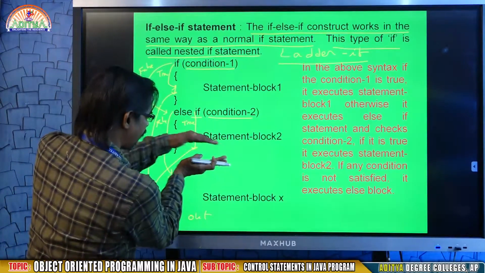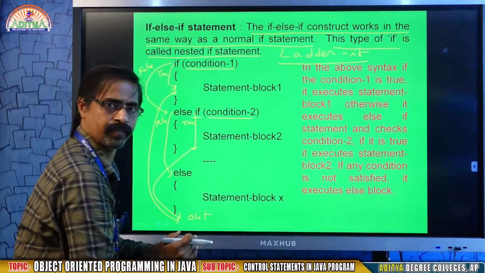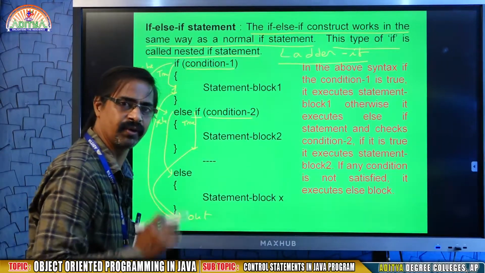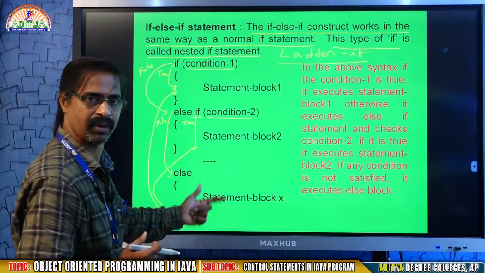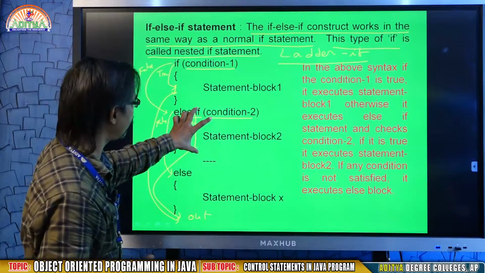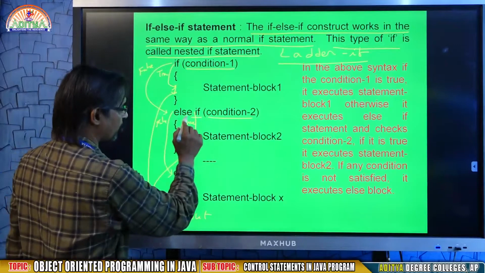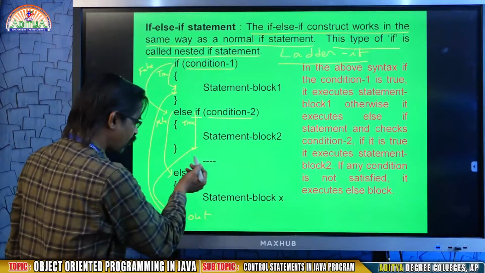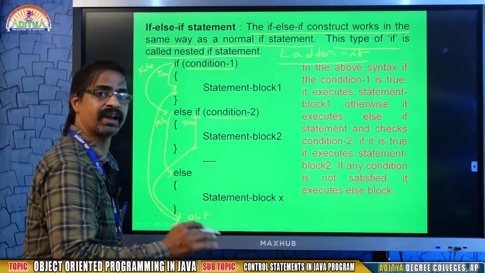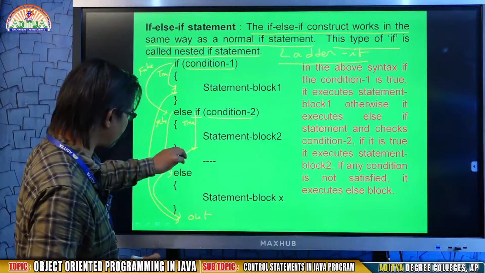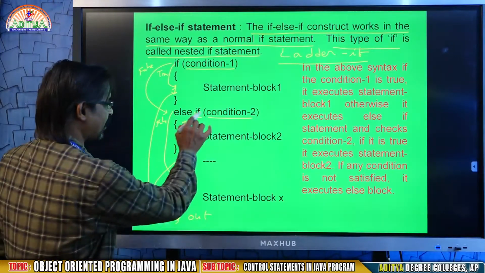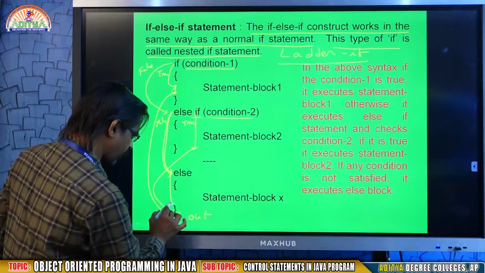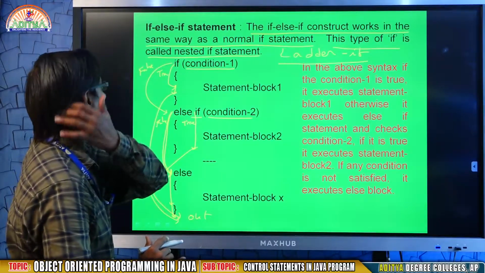Or you may write any number of else ifs. For example, again I am writing another else if. You may continue this ladder. Of course, I stop this ladder with one step only. If condition 1 is false, go to else if condition 2. If it is false, write else if condition 3. Again if it is false, else if condition 4. You may write anything. In case there are no more else ifs, if the condition 2 is false, it will go directly to else and then execute the statement block and go out.